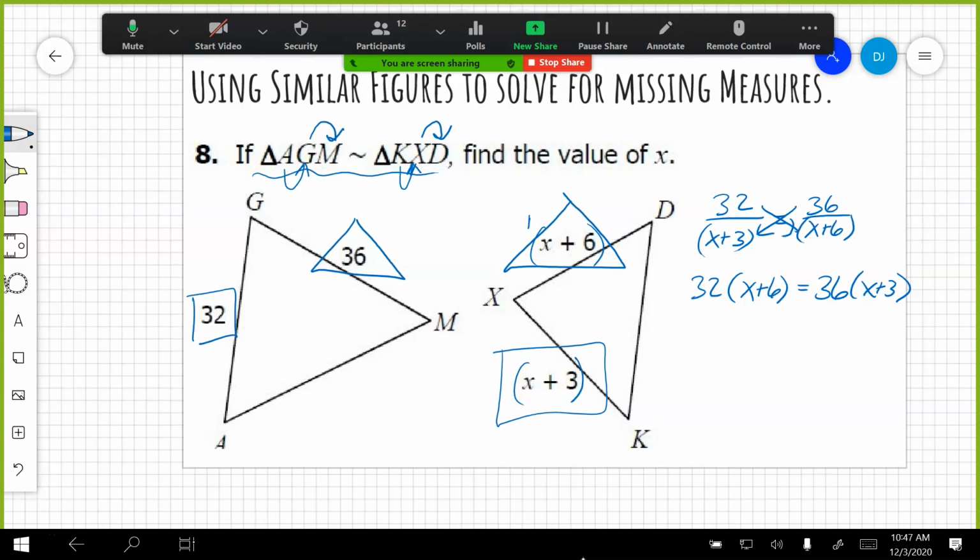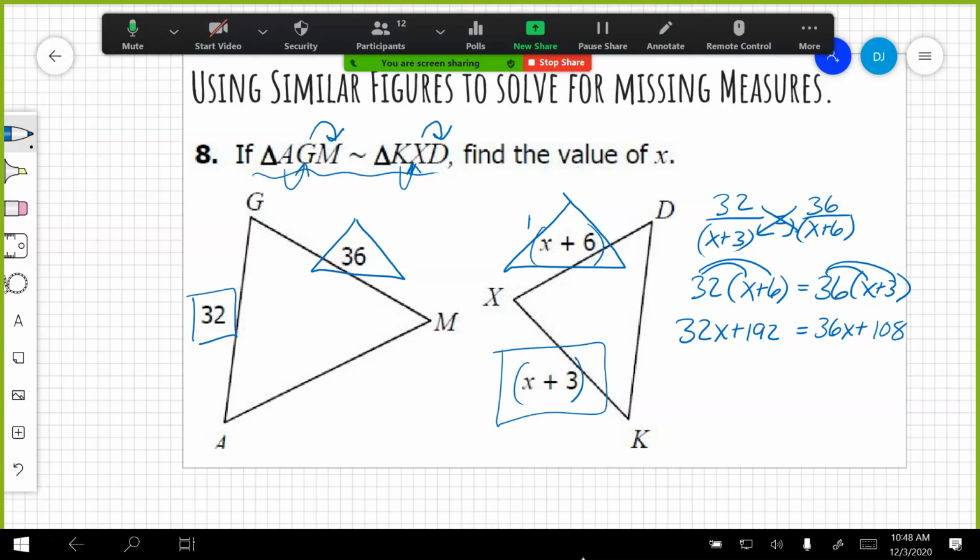Okay, and now what we have to do is distribute the 36 and the 32 to both terms on the inside. So this is going to give you 32x plus 32 times 6, which is 192. And then 36x plus 108, because I distributed the 36 to 3.